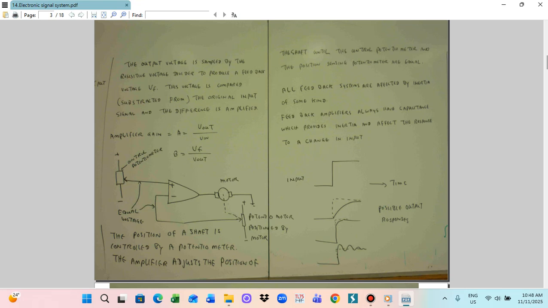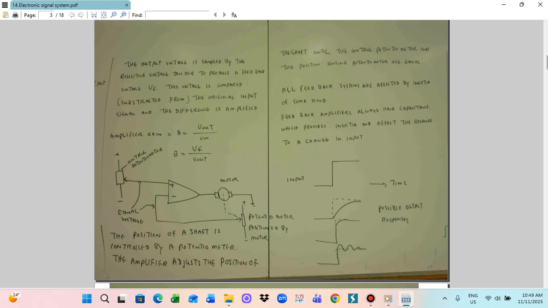So the position of the shaft is controlled by the potentiometer. The amplifier adjusts the position of the shaft until the control potentiometer and the position sensing potentiometer are equal. So here we need an equal voltage between these two terminals, the positive and negative terminals of the operational amplifier, until we get equal voltage at the positive terminal and negative terminal, with the position adjusted by the carbon wiper. This is for the position.